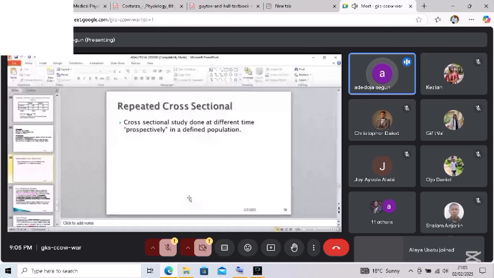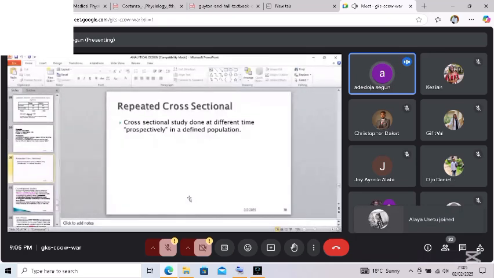Then the next one is repeated cross-sectional. Repeated cross-sectional study is done at different times, prospectively in a defined population. This one is just like the cross-sectional study. Maybe we are trying to carry out a survey on awareness of using mosquito nets and controlling malaria. So you go to a particular place, maybe your faculty, to look at the prevalence. The researcher selects a set of people.